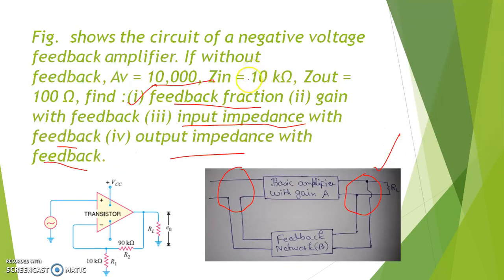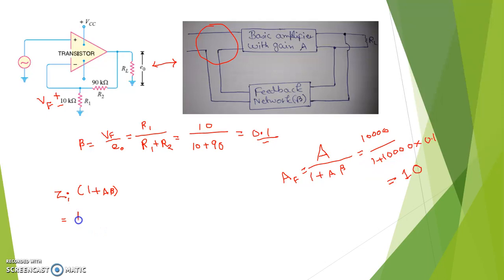So what is Zi? The input impedance is given as 10 kilo ohm. Clear? So it will be 10 kilo ohm into 1 plus A beta. A is given as 10,000. Just simple substitution of values from the numerical. 10,000 into beta. Beta is basically 0.1. Clear? Now solve this by calculator. You will get Zi as this value. So this is the input impedance. After solving this expression by calculator, you will get this value. Now we got the input impedance.